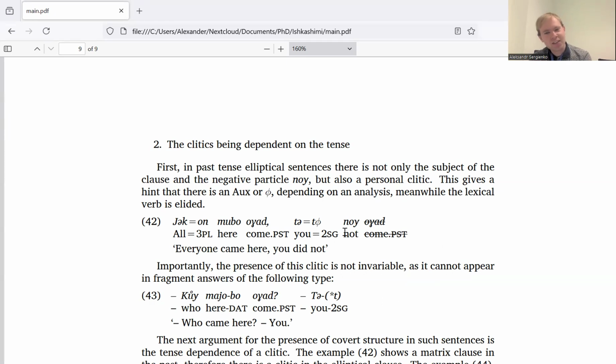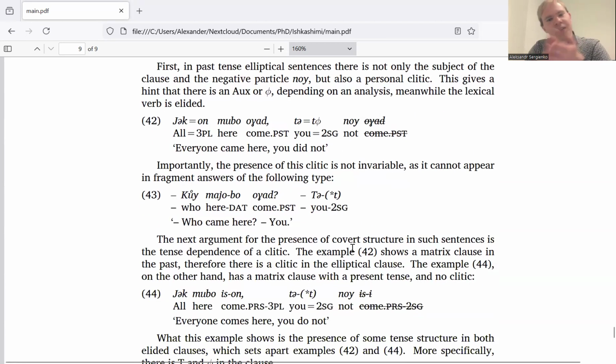If you look at the English translation, you see this did supporting the not, and you cannot really say everyone came here, you not. I think it's a bit weird. So yeah, not the whole clause is elided. That's my point. Importantly, the presence of this clitic is not invariable, so it cannot appear in fragment answers. So you don't have to have the t in a fragment answer, right? You can just say t. So who came here? You, right?